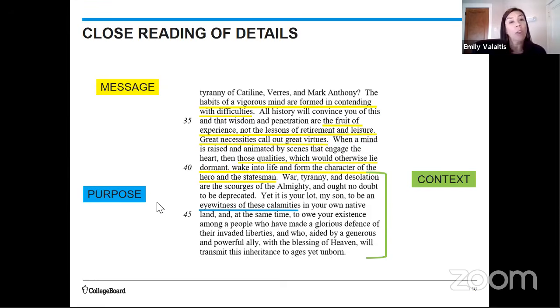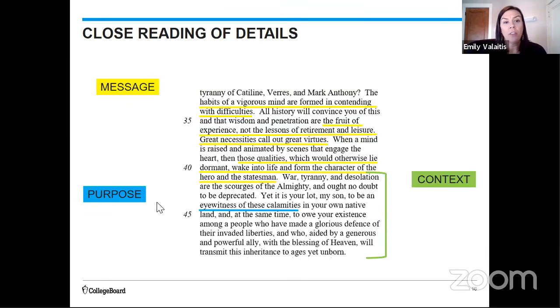All right, so let me walk you through some ways you might interpret this. You might have focused just on one or two of these annotations. You might not have had time to look at all of them. So I'll kind of give you the background, the cheat sheet, if you will. First, she starts by saying, "The habits of a vigorous mind are formed in contending with difficulties. And all history will convince you of this, and that wisdom and penetration are the fruit of experience, not the lessons of retirement and leisure."